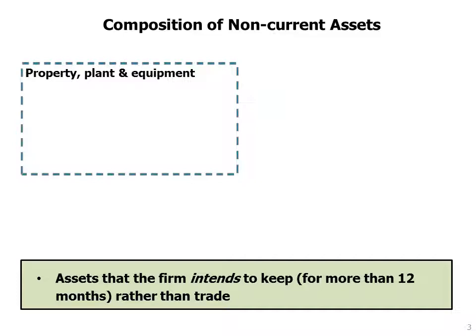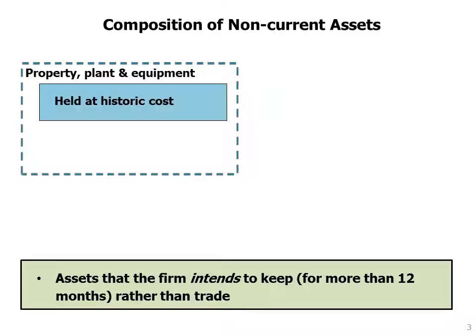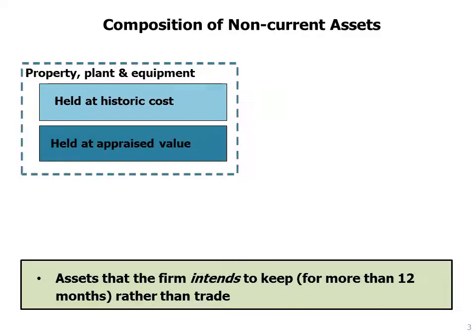These assets may be held and classified as operating assets or held for investment purposes. The accounting treatment of the two classes differs. Operating assets are held at historic cost, the acquisition cost less a portion of the amount that's been used up, while investment properties are held at an appraised value. This is a market-based valuation rather than reflecting the acquisition cost.